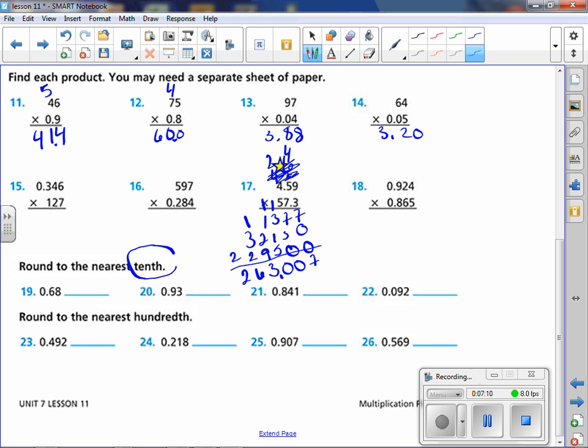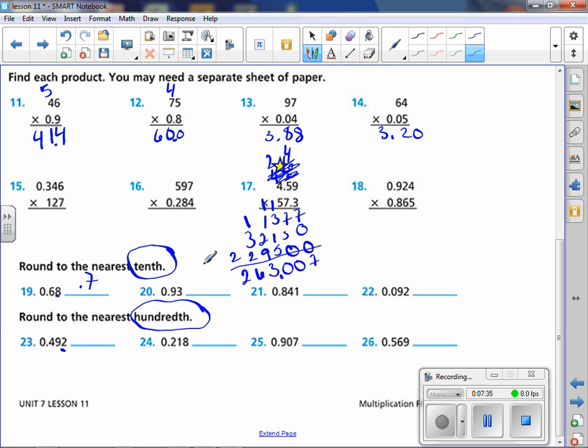On these top ones, you're rounding to the nearest tenth, and on the lower ones, you're rounding to the nearest hundredth. So remember, when you're rounding to the nearest tenth, you look to the hundredth to tell what's going to happen, and when you're rounding to the nearest hundredth, you look to the thousandth to tell what's going to happen. Remember our rounding rule: 5 and above, give it a shove; 4 and below, let it go. Pause the video, do your rounding, come back and check.